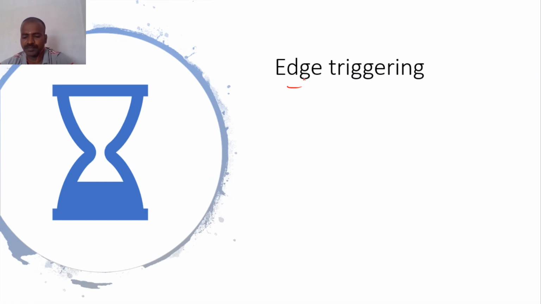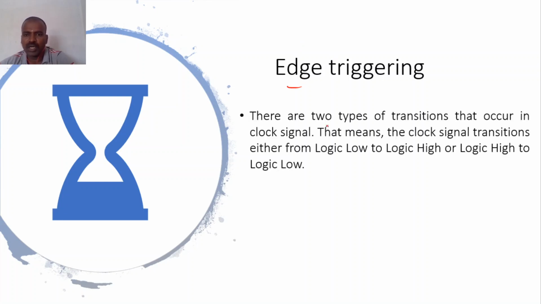Now edge triggering. There are 2 types of transitions that occur in a clock signal. That means the clock signal transitions either from logic low to logic high, or from logic high to logic low. See, this is logic low and this is logic high. At this point the value is changing. Similarly, this is high and this is low, and at this point the high is changing to low. So this point is called the rising edge and this point is called the falling edge.